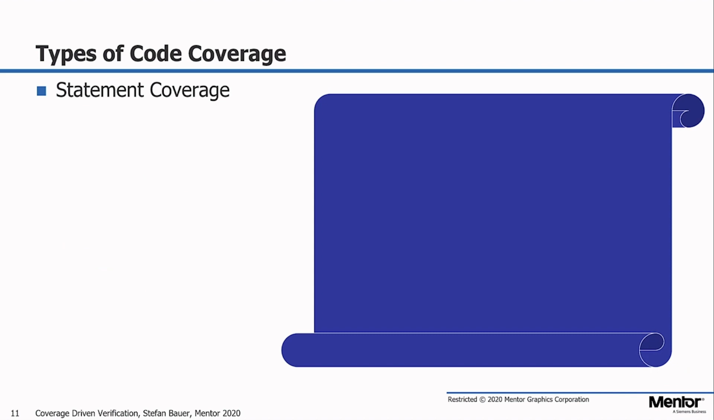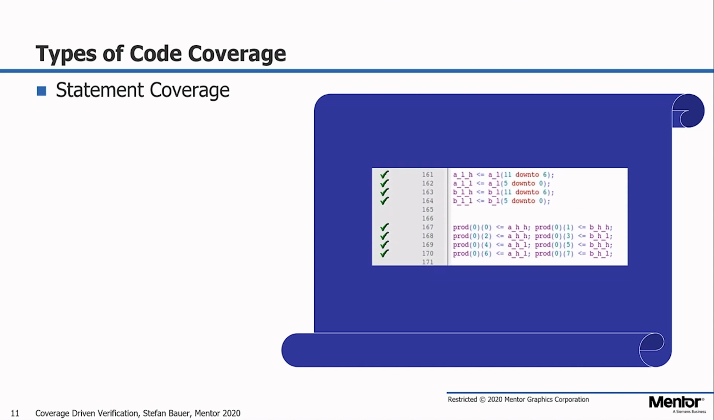The easiest one is statement coverage. Statement coverage counts the execution of each statement in a line individually, even if there are multiple statements in a line. You see examples here. So, a statement always ends with a semicolon. You see here that's one statement, and in this line here you have two statements.